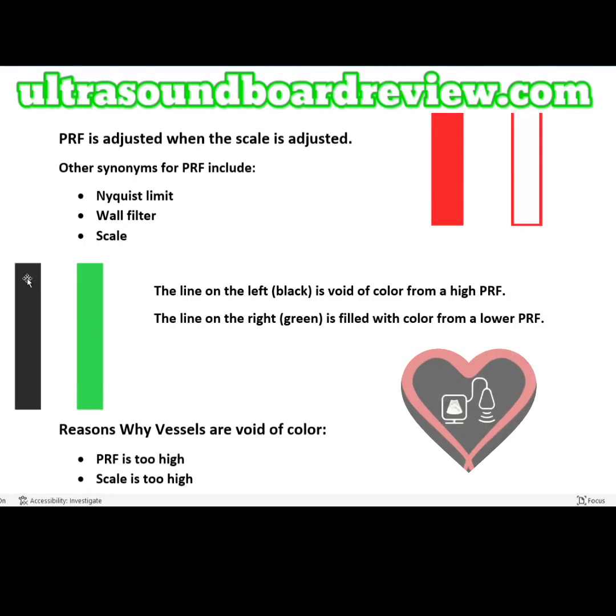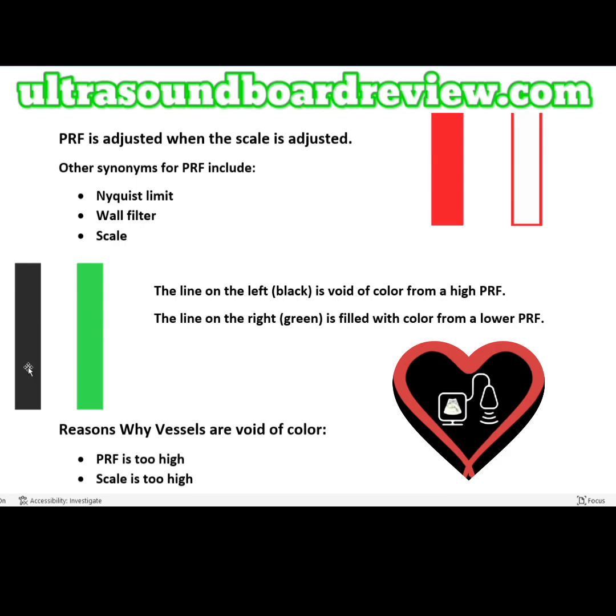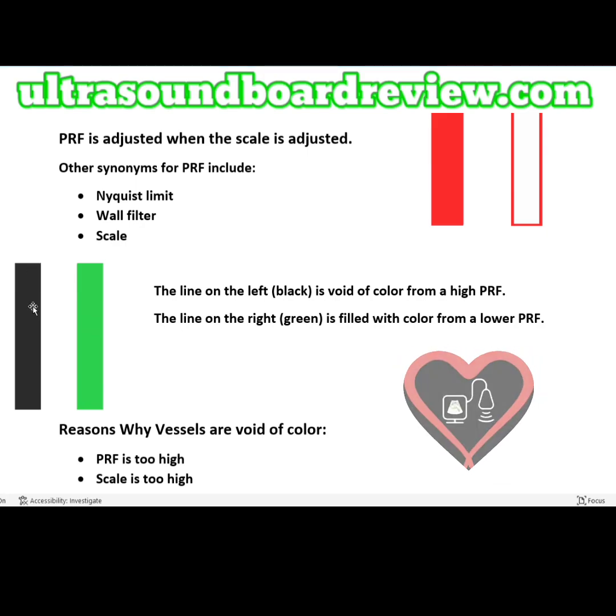In this diagram here, this line represents a vessel that's void of color, and this line represents a vessel that's filled with color. Now you tell me, which vessel or line has a high PRF and which one has a low PRF? This one has a low PRF because the line is filled with color. This has a high PRF because the vessel is void of color.